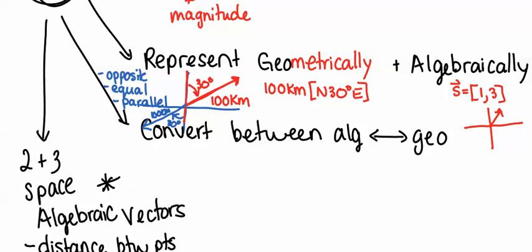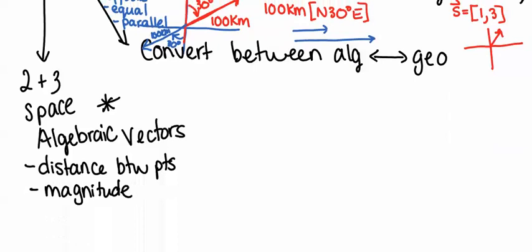Equal vectors would be the exact same magnitude and direction, and then parallel vectors would be not necessarily the same magnitude, but the same direction. So I could have one vector of this length and another vector of this length, and they're parallel, they're both going east, but one's larger than the other. So you should be able to know the difference between those 3.